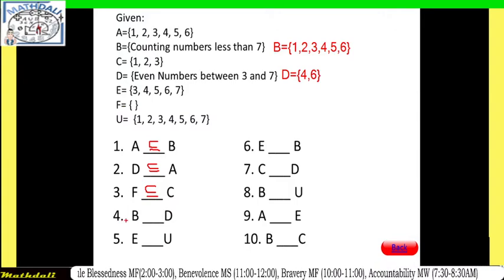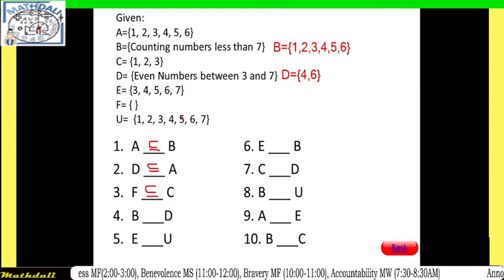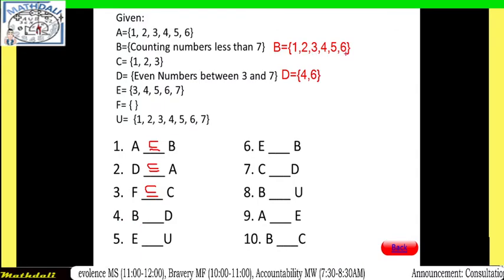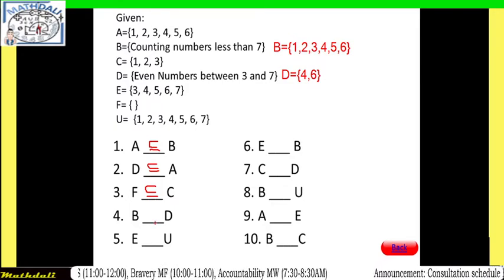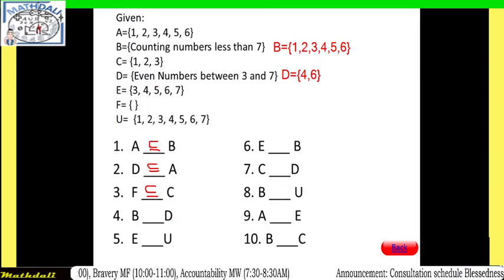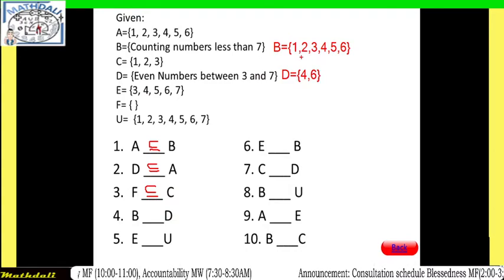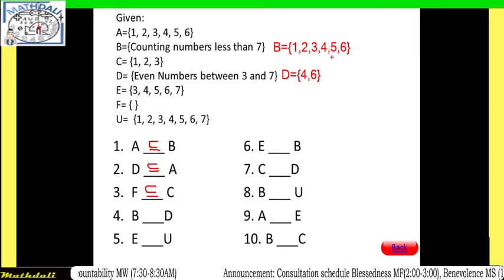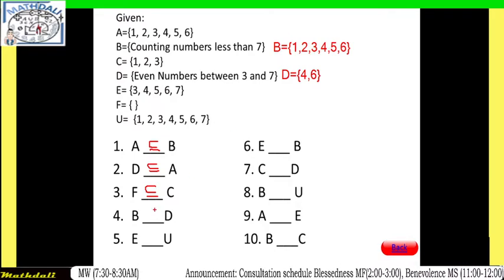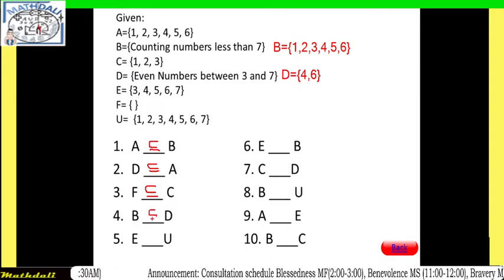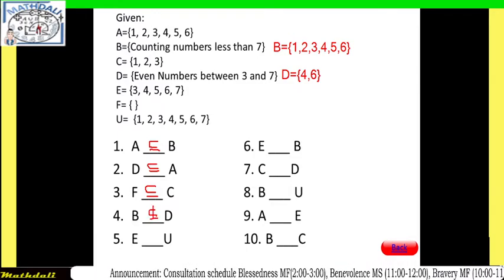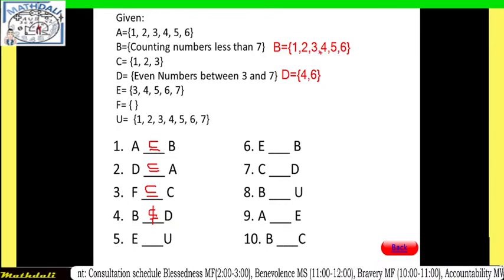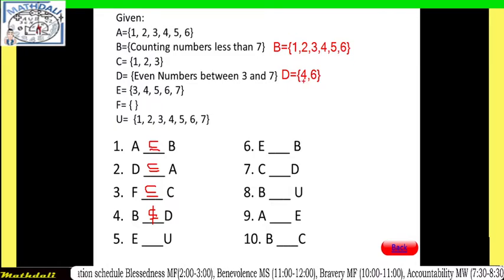Next, number 4. Set B and set D. Ang set B natin, 1, 2, 3, 4, 5, 6. Lahat ba ng element na to makikita sa ating set D? Ang set D natin, 4 and 6. So wala yung 1, 2, 3, and 5. So that is not a subset. Definitely, B is not a subset of set D, because itong 1, 2, 3, and 5 ay hindi makikita sa set D.